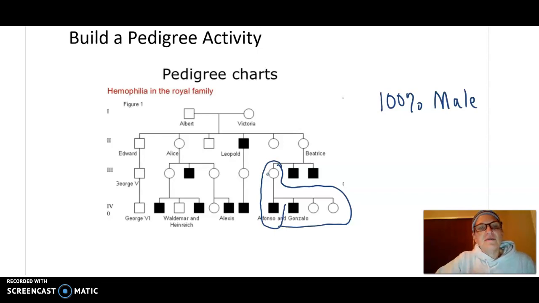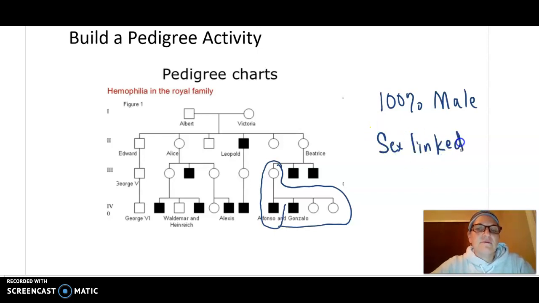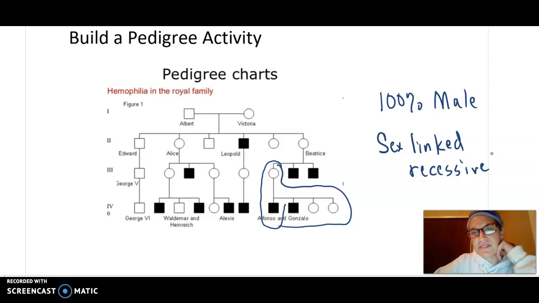And so the pattern of inheritance for this particular family or this particular disease, which is hemophilia, would be known as sex-linked, and it is also going to be recessive. Now, how do I know it's sex-linked? Because it's only in males. I also know that it is X-linked in particular because no affected male passes it on to his sons, because a male passes the Y on to the son.